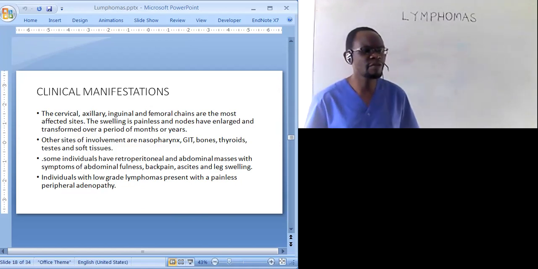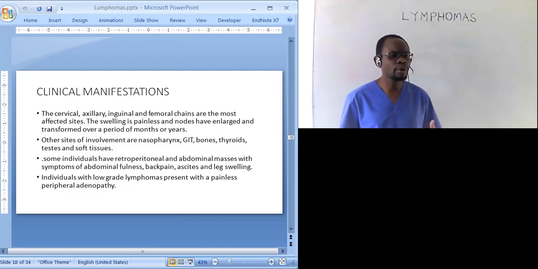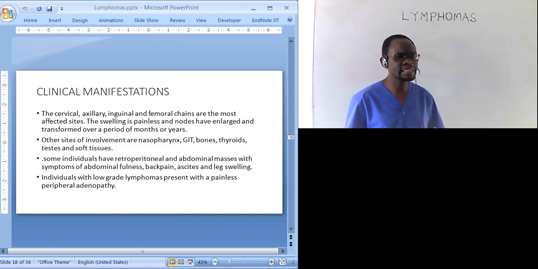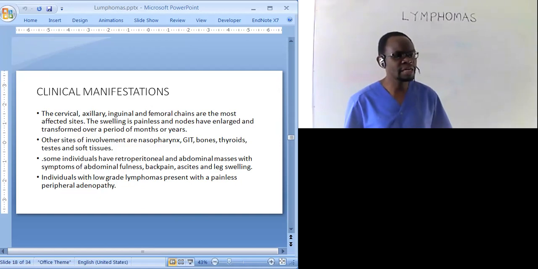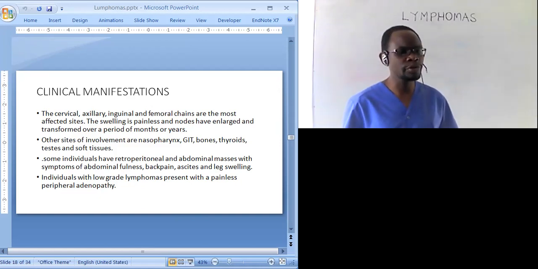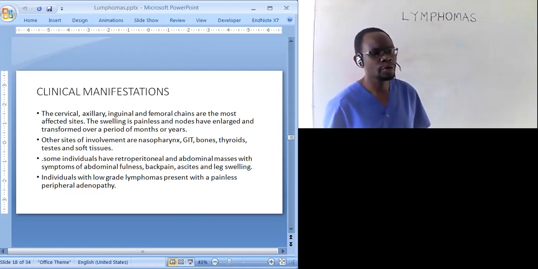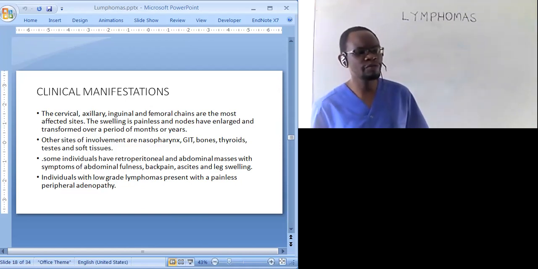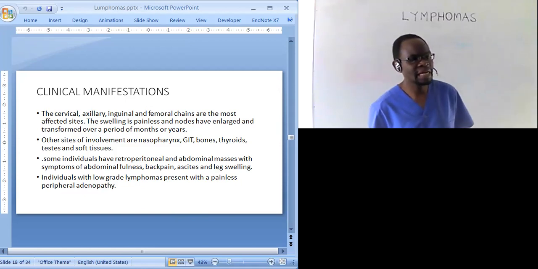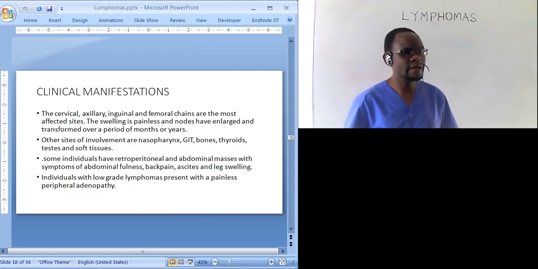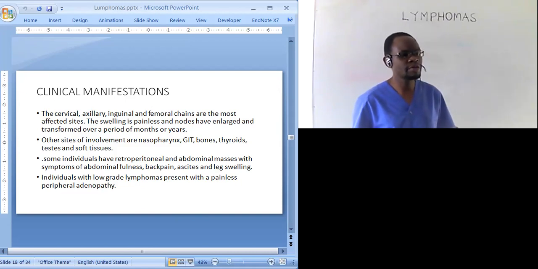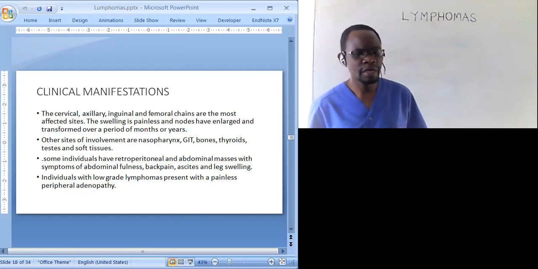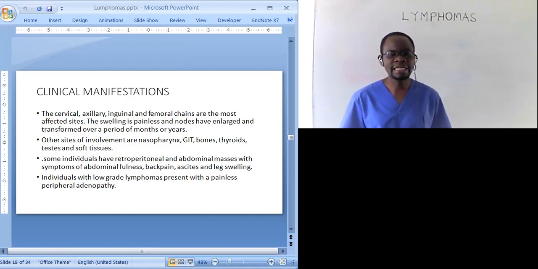So other sites of involvement, we have the GI, the bones, the thyroid, and the testes. Internal structures where they cannot easily be seen. Some individuals have what we call retroperitoneal and even abdominal masses with symptoms of abdominal fullness, things like back pain, ascites, leg swelling, among others. And sometimes individuals with low-grade lymphomas present with painless peripheral adenopathy. So basically, these are some of the clinical manifestations.